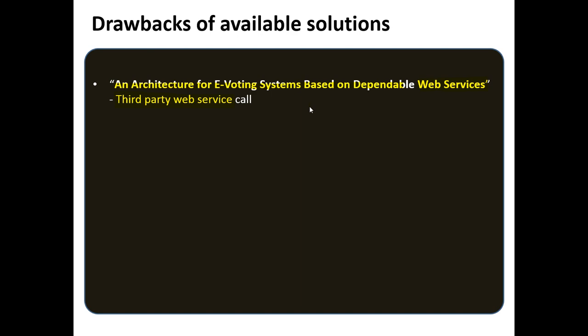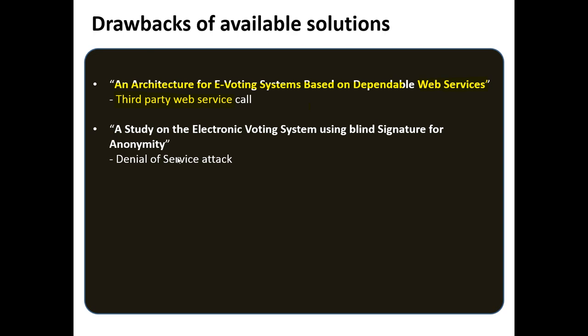The second drawback is in one of the solutions called study on electronic voting system using blind signature for anonymity. This is an approach that has been proposed, but it suffers from denial of service attack. An n number of people can flood the system at any point of time, bringing down the system. Even for the legitimate users, the system might not respond in time. So we call it a denial of service.